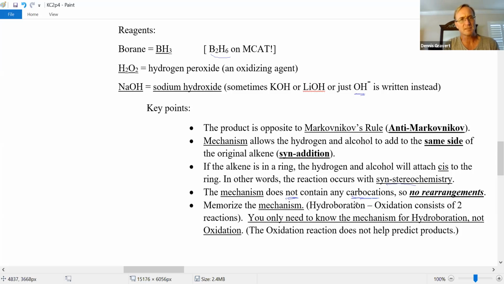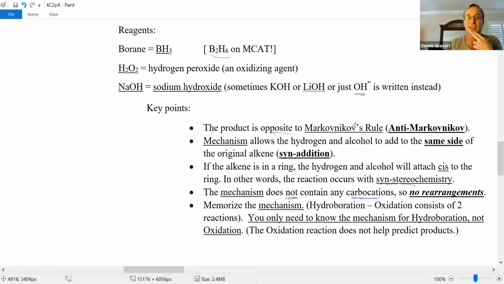Actually, the mechanism is detailed and lengthy, but most textbooks only give you the first step of the first reaction to remember. That's a key step that determines anti-Markovnikov addition and syn addition. And so that's all I'm going to require too. So it's a very short mechanism for us on exams. Let's see, did I leave anything out?